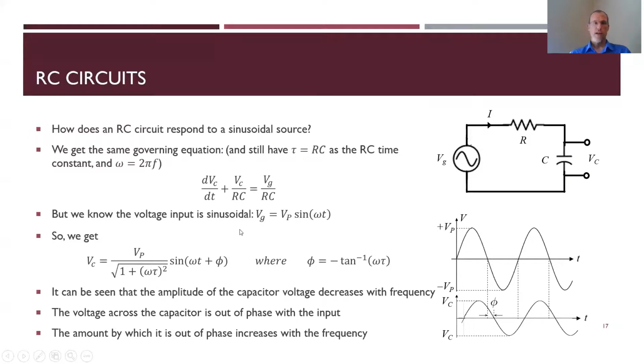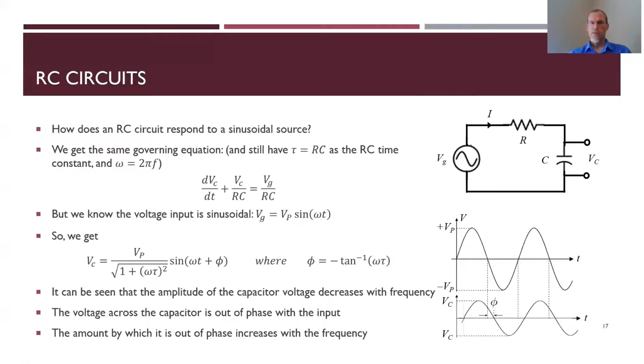So plugging that in and solving this equation for VC, you get that VC is the peak voltage coming out of the power source divided by the square root of 1 plus omega tau squared, times, again, the sinusoidal variation. On the sinusoidal variation, there's a phase shift. That phase shift is negative inverse tangent of omega tau.